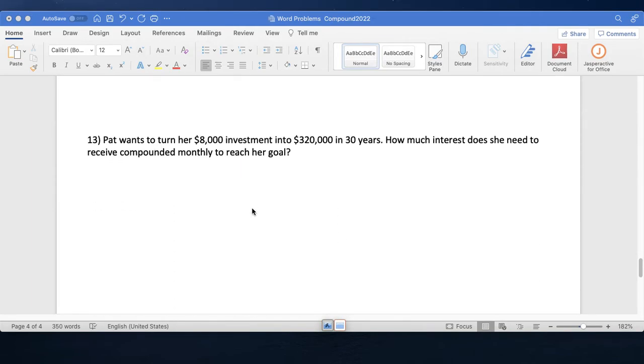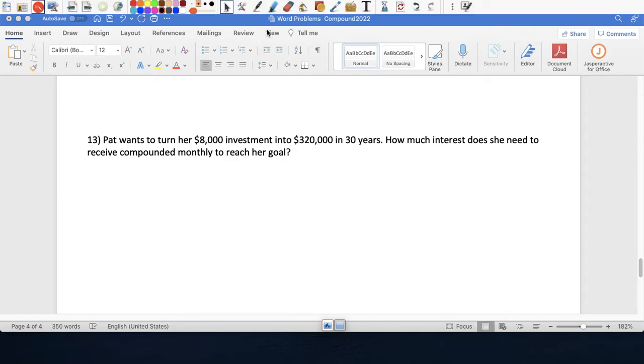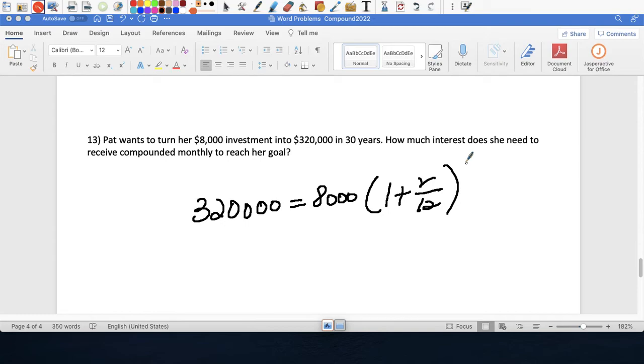How much? Again, another interest question. Ooh, okay. So $320,000 is what I want to have in my bank account. I put in $8,000 30 years ago, so 1 plus the interest rate. I have no idea what it is. Compounded monthly, so it's times 12. And over here is the number of times it compounded yearly, 12 times the number of years, which is 30. It's 12 times 30. 360. So that's what it looks like.